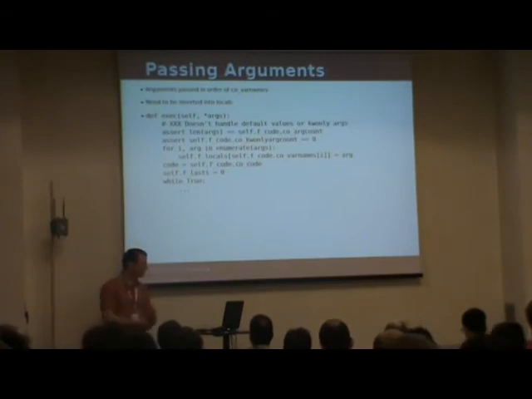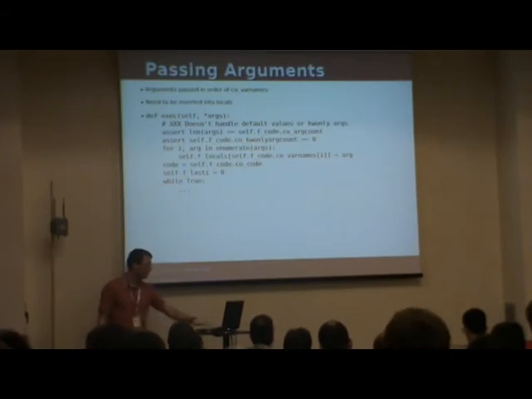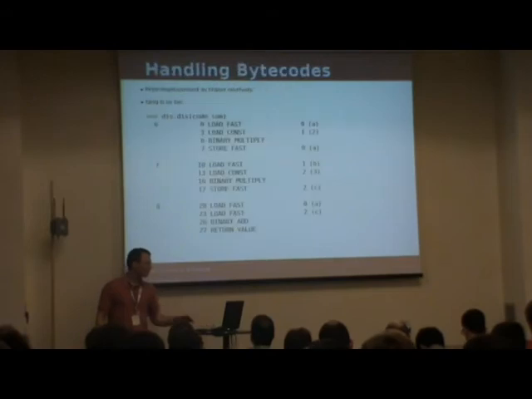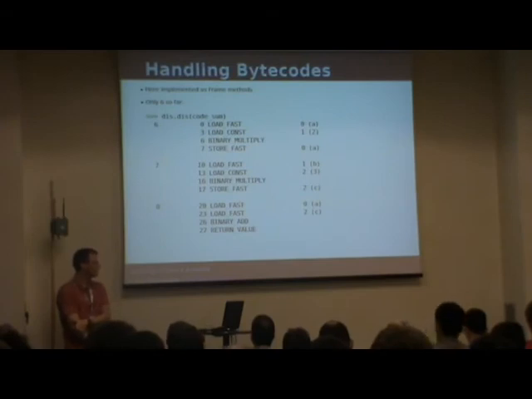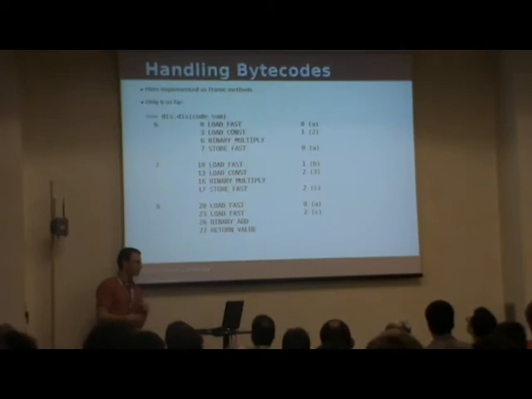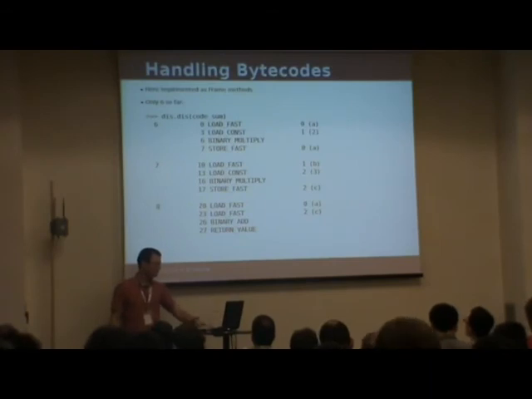Other than that, we can execute from there. So, handling bytecodes: I'm doing them as methods on the frame object here. Just a quick review of this output again. So that's what we've done, the executing.